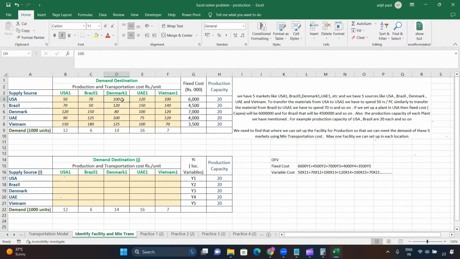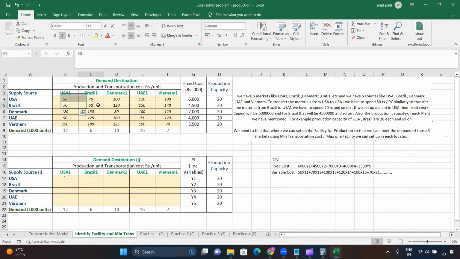Similarly for this one, 100, source 1, but destination is 3. So that is why I have mentioned here 100 x13. Then 120 x14. This is 100 x15. The next one is 70 x21. 21 means what? 2 means source, that is Brazil. Destination is 1, that is USA market.